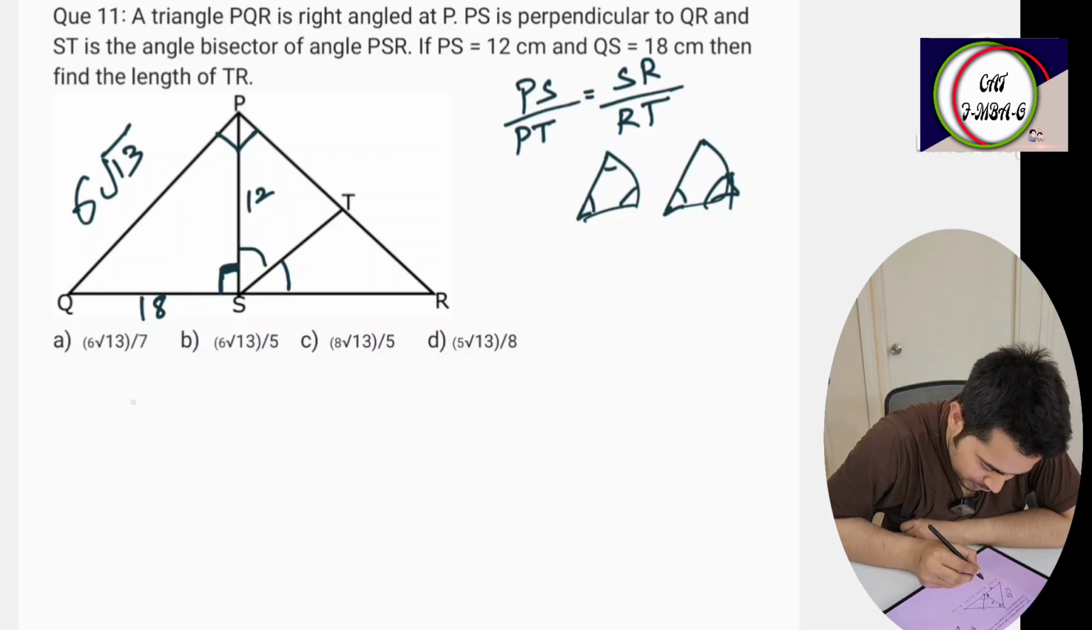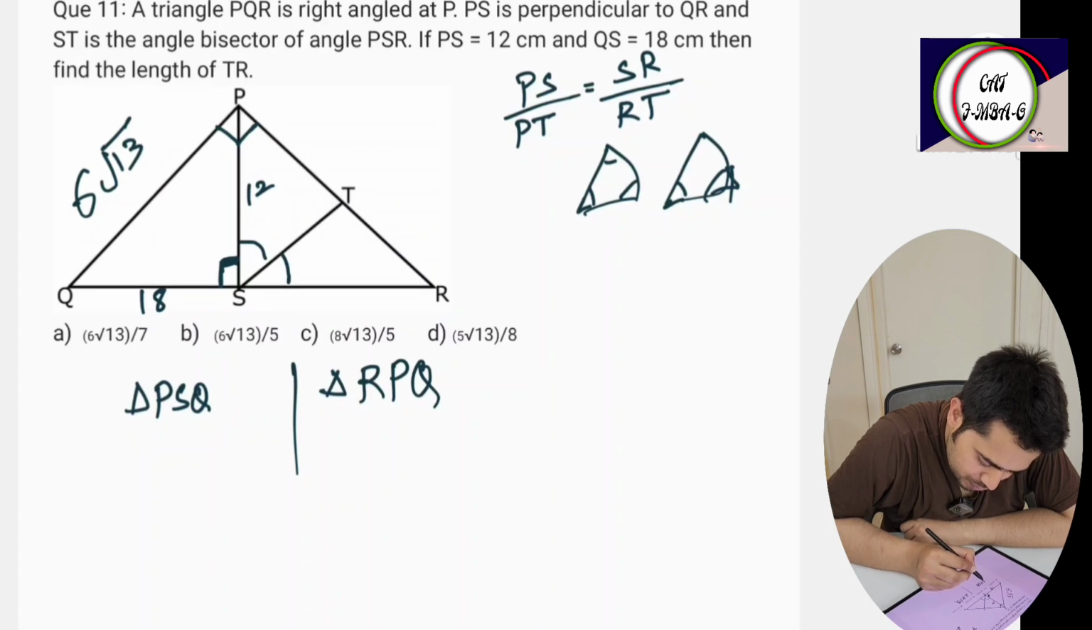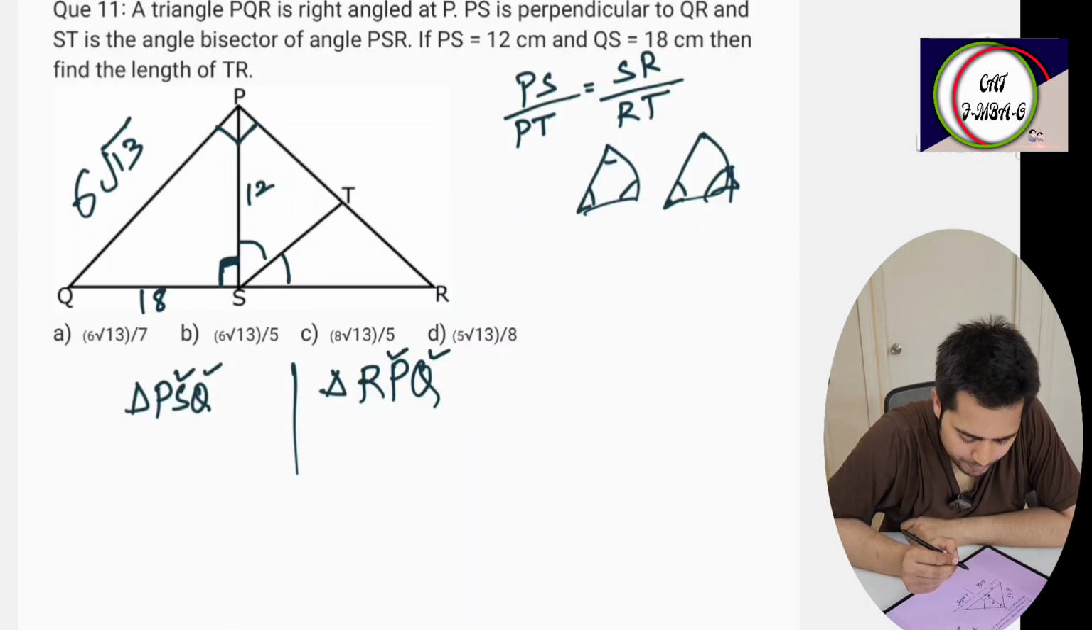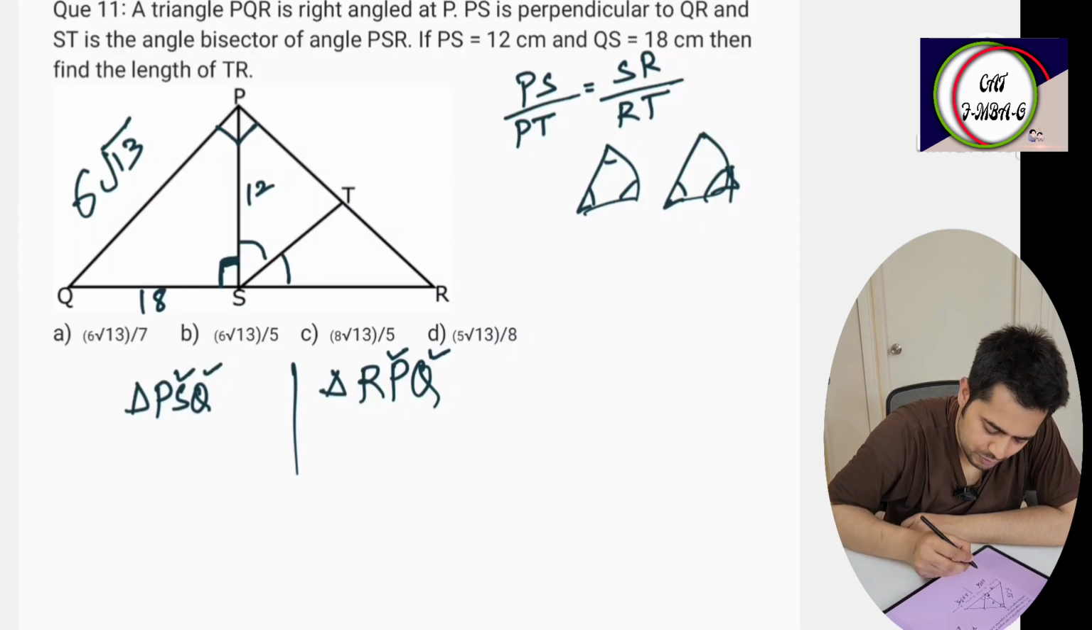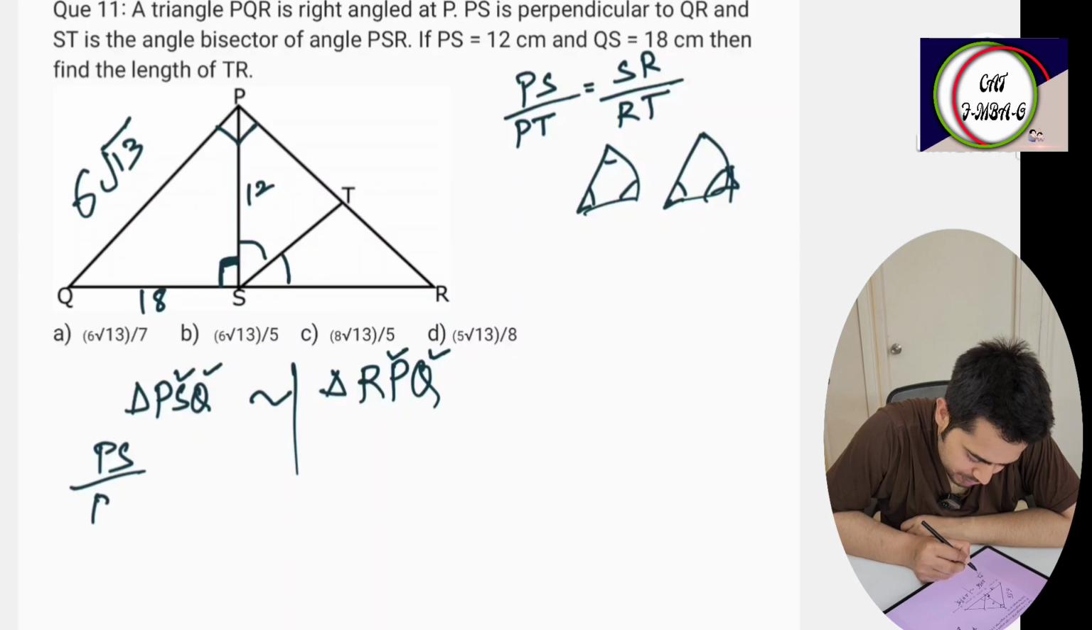If you observe carefully, in triangle PSQ and triangle RPQ, angle Q is equal to angle Q, angle P is 90 degrees, angle S is 90 degrees. Okay, so two angles are the same, so these two are similar triangles. So that means PS by RP is equal to SQ by PQ.